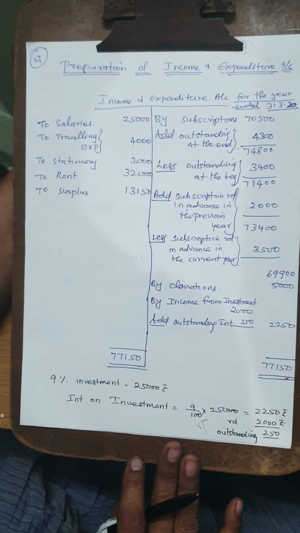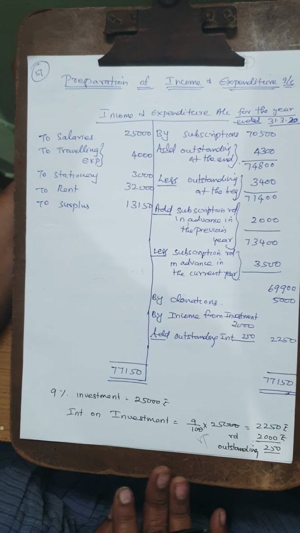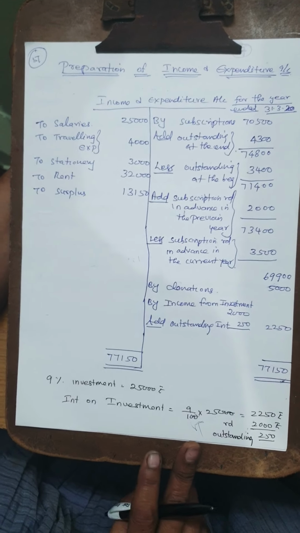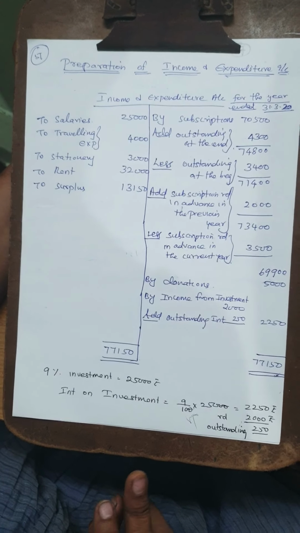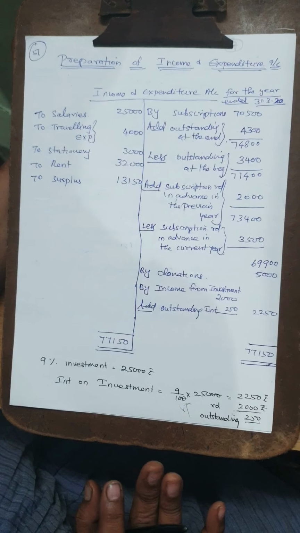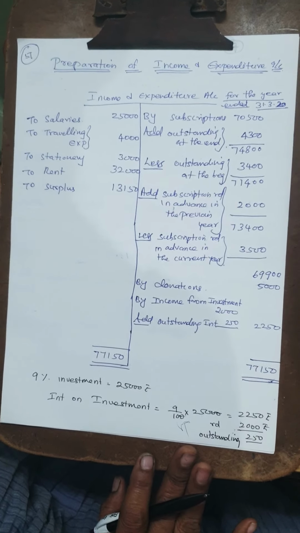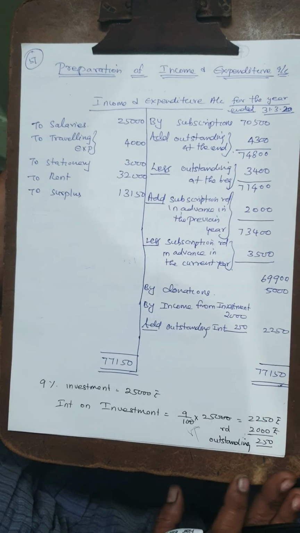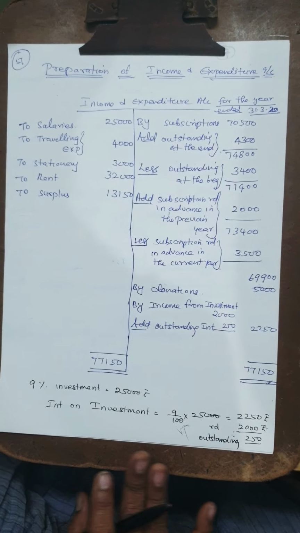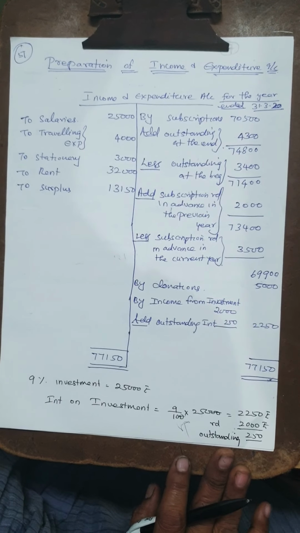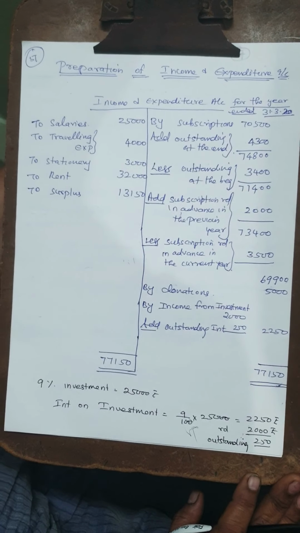So capital fund was available. But today we are going to do two sums. In both the sums, previous year balance sheet is not given. That means capital fund is not given. So if capital fund is not given, we cannot do the final balance sheet.